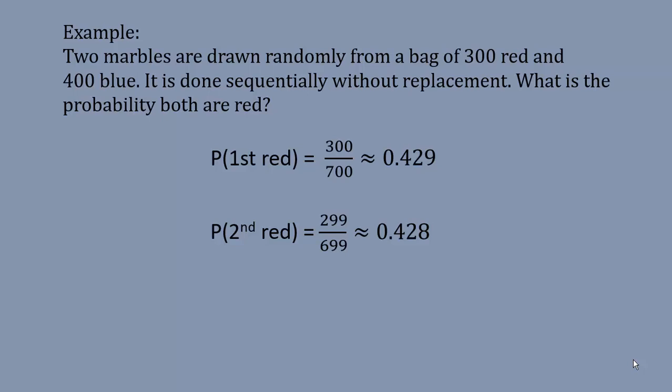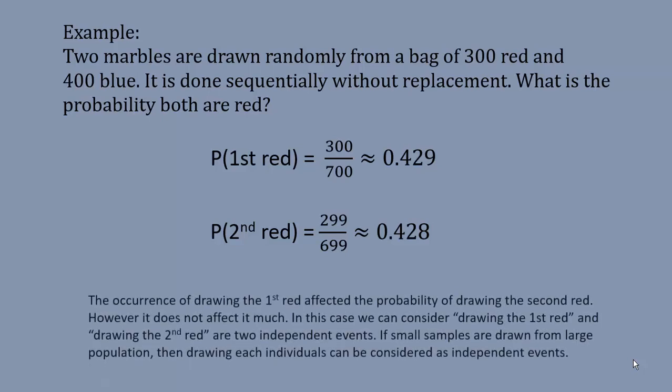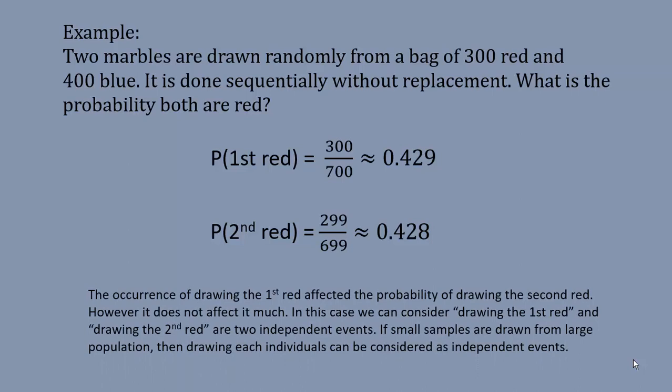So these 2 events are dependent according to the definition of dependent events. However, if you examine these 2 probabilities, you may have noticed they are very close. So although the probability of drawing the second red marble is affected by the occurrence of drawing the first red marble, the change is very small and can be ignored. So in this case, we can actually consider these 2 events as independent. So the rule of thumb is: if small samples are drawn from large populations, then each draw can be considered as independent.